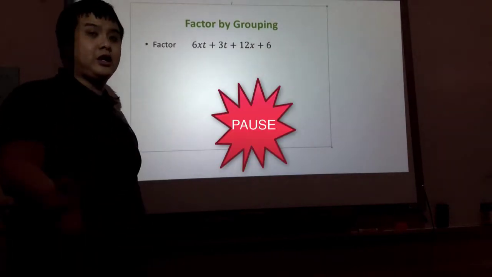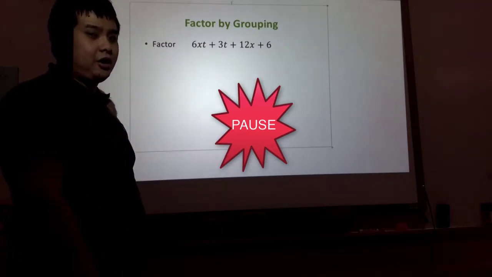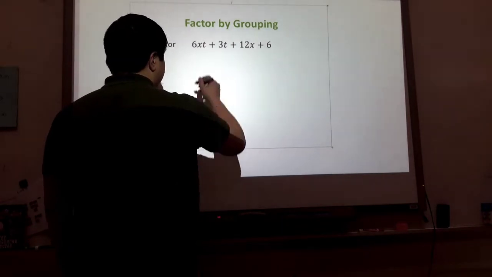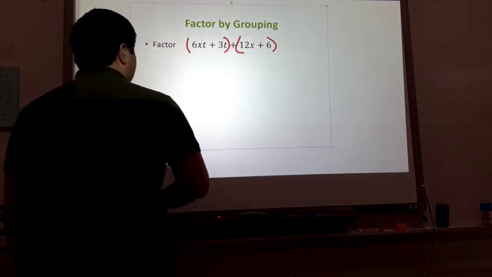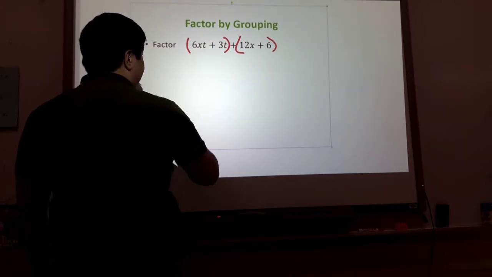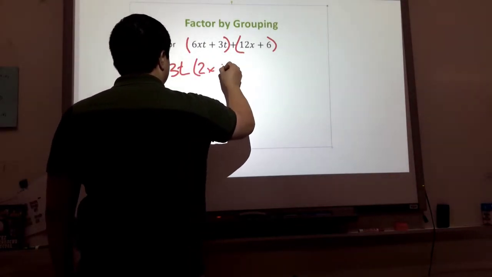Here, luckily for us, is all addition. Why don't you hit pause on your video and try this one out on your own. Here I'm going to group these first two terms and then these two terms right there. And from this binomial that we've created right here, we can factor out a 3t. So we have 3t(2x + 1).